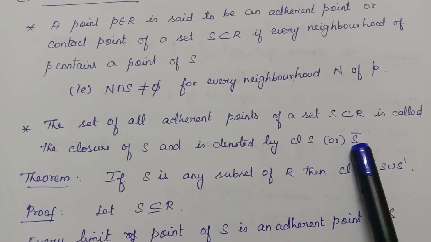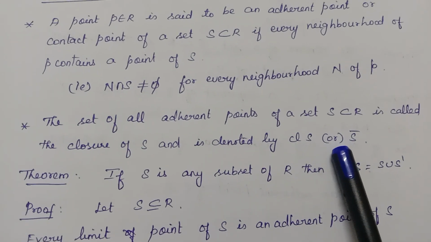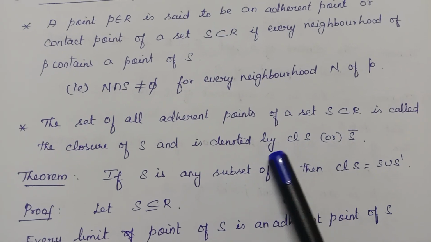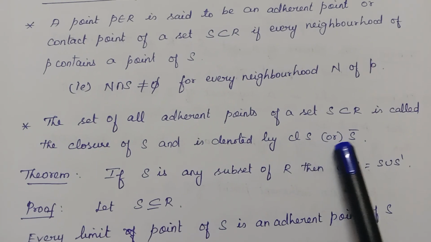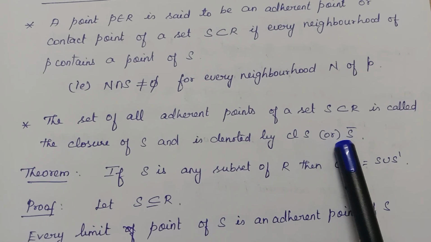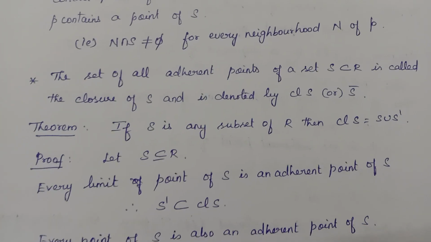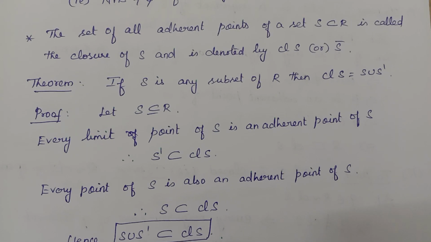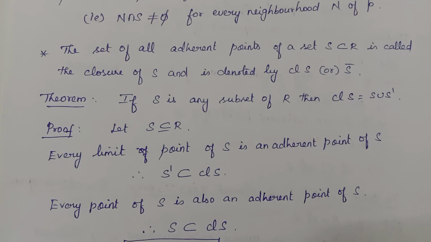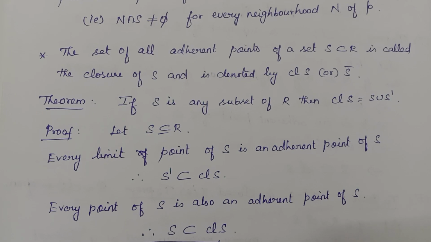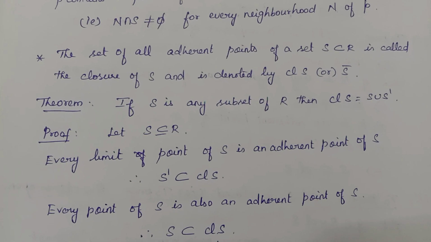There in limit points, how do we say? The collection of all limit points is called what? Derived set, and it is denoted by S dash, and here it is closure of S or S bar. So this is the notation for the collection of all adherent points of a set. Now in this video I am going to discuss a few theorems based on closure of a set, and then I am going to discuss problems. That is, for a given set, how to find the set of all adherent points.